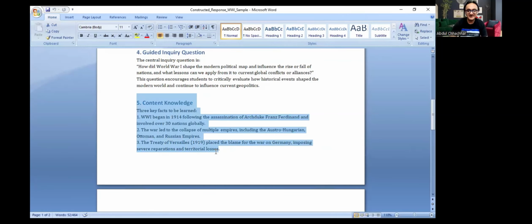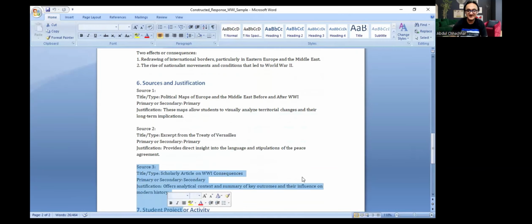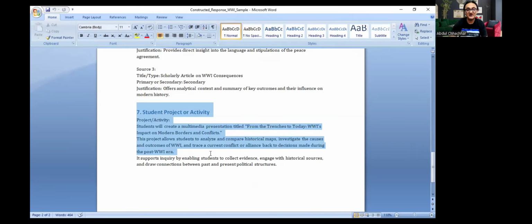Content knowledge, number 5. You have to create some key facts about your topic. You have to tell 2 effects and consequences, that's already mentioned. Let us know what primary and secondary sources you will be using. And then finally assign a project or activity to close your lesson, and you must tell why it will happen, what will happen after this activity, a comprehensive approach, the structure of the approach, and the conduction of the activity. So this is actually the constructive response.